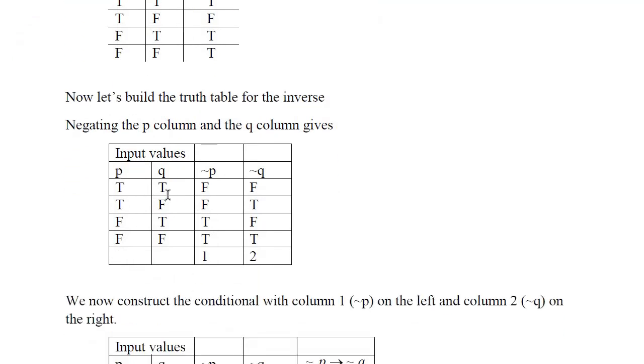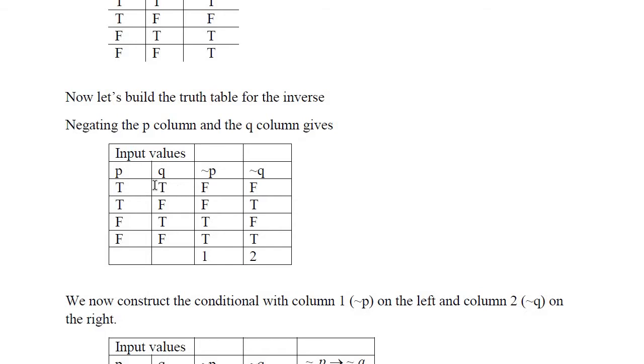So taking our input values for P and Q, we want to negate our P column and negate our Q column. When P is true, negate that, it becomes a false. When P is false, negating that, it becomes a true.